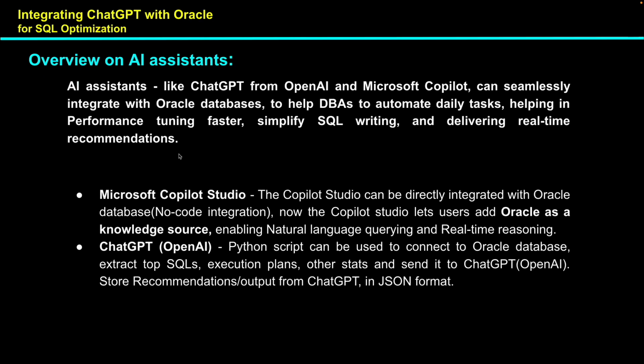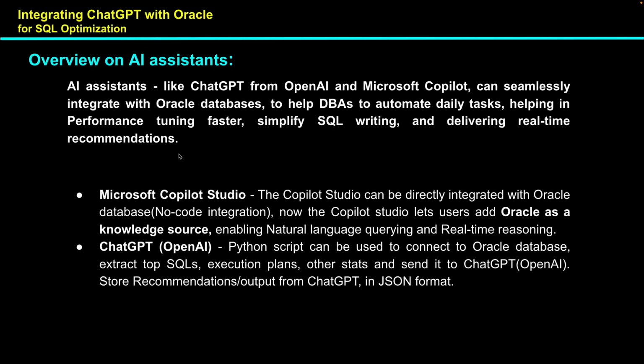The overview on AI assistants. The AI assistants like ChatGPT from OpenAI and Microsoft Copilot can be integrated with Oracle databases to help DBAs to automate daily tasks, helping in performance tuning, simplifying SQL writing, and delivering real-time recommendations. The Microsoft Copilot Studio can be directly integrated with Oracle database. That means no code integration.